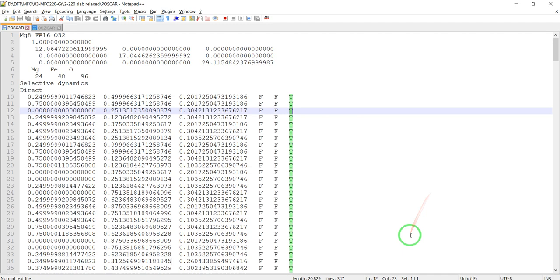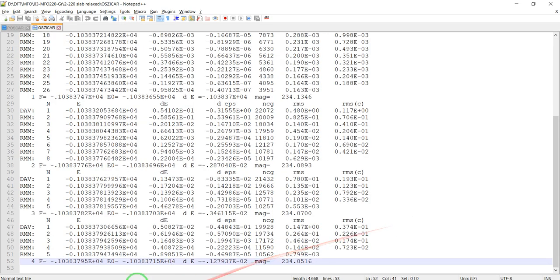To calculate the surface energy, we should take the energy of the slab, for example, from OSZICAR in the last relaxation step. You get the energy and subtract the same amount of energy for the unit cell, and then divide the result by the number of atoms or the surface area. It depends on what unit we want to represent the results in. For example, electron volt per atom or electron volt per square angstrom.